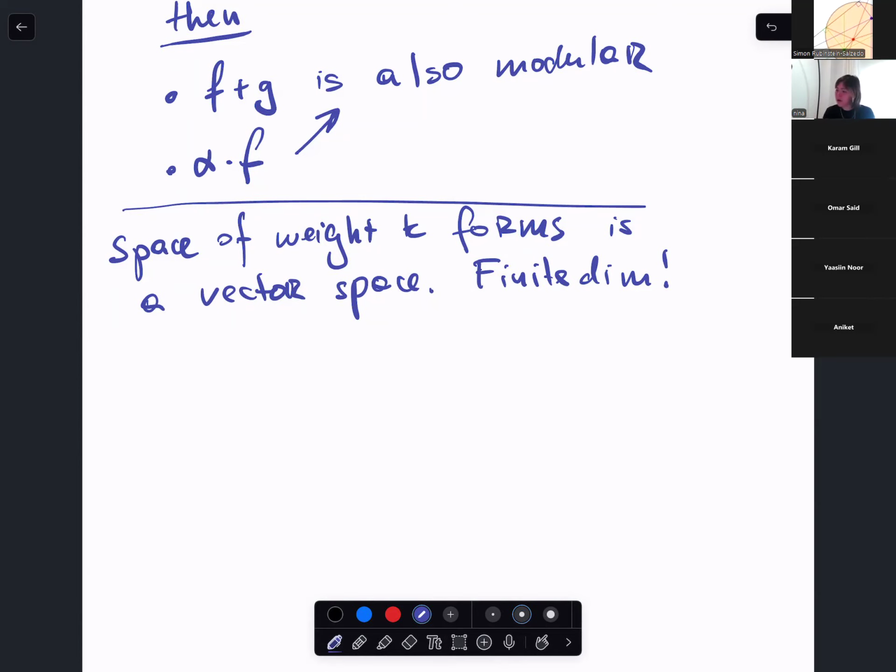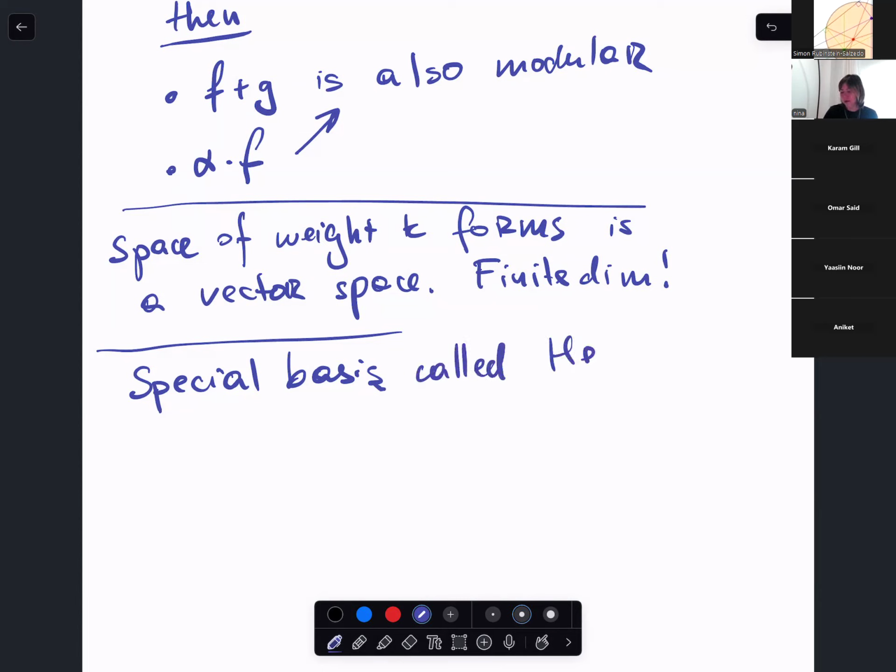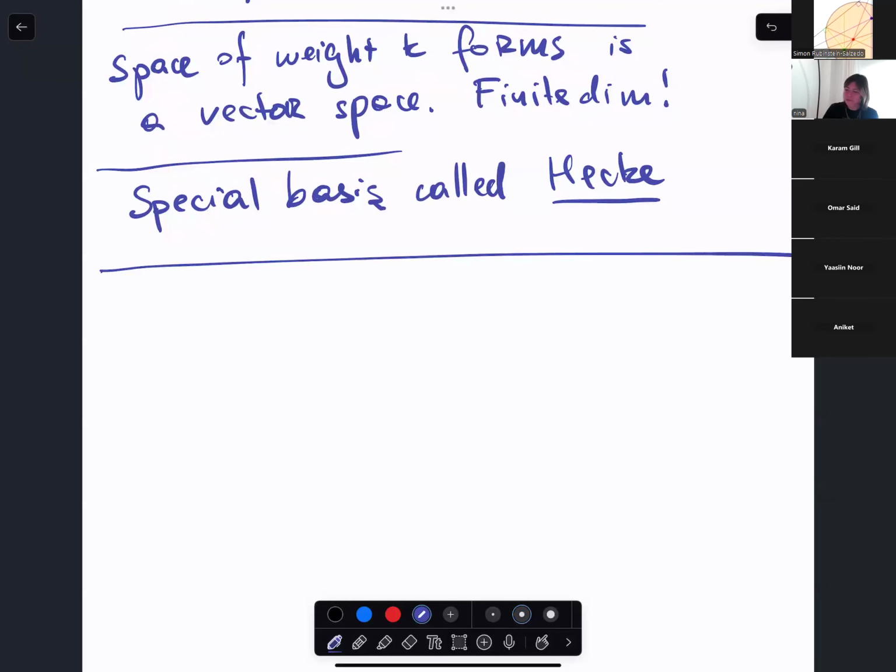And moreover, there's a very special basis that will become relevant slightly later. There's a distinguished basis in the space, a distinguished choice of set of directions that generate it, which is called the Hecke basis.